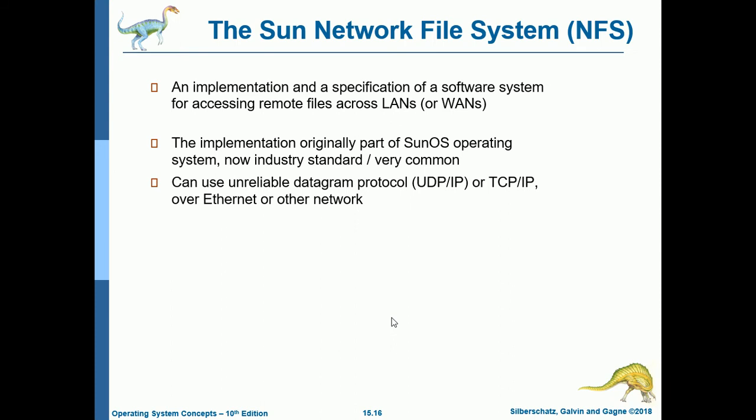Okay, next we have the Sun Network File System, or the SNFS. It is an implementation specification of a software system for accessing remote files across LANs or WANs. The implementation, originally part of the Sun OS operating system, is now an industry standard, and it's also very common since it is the industry standard. It can use an unreliable datagram protocol such as the User Datagram Protocol, or UDP, over the Internet Protocol, or TCP/IP, the Transmission Control Protocol over Internet Protocol, over Ethernet or other networks.